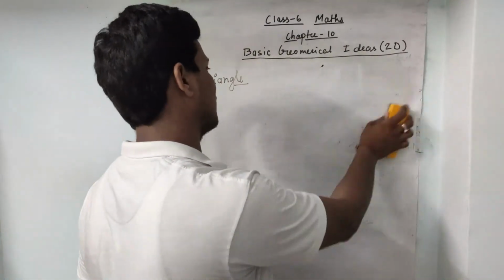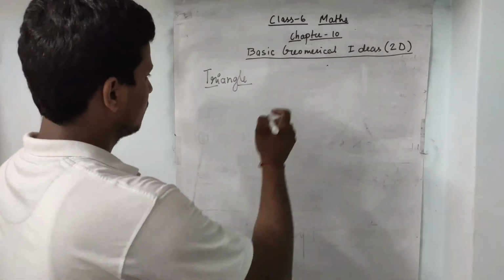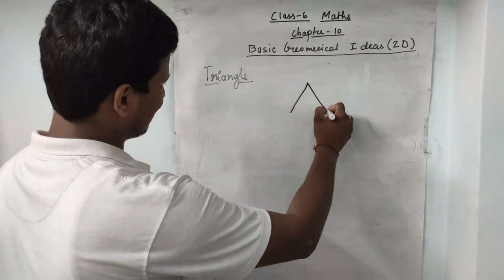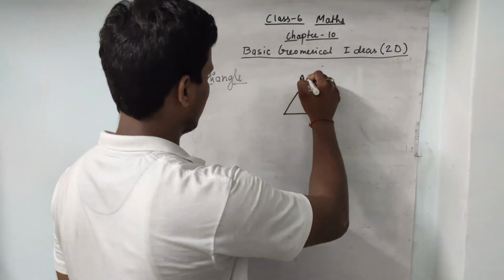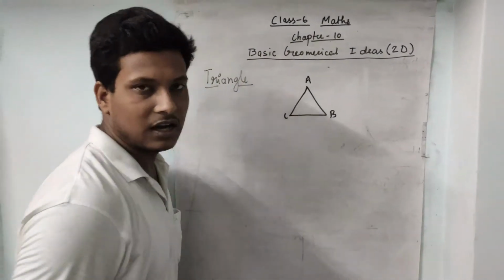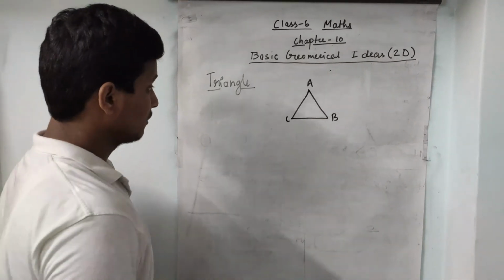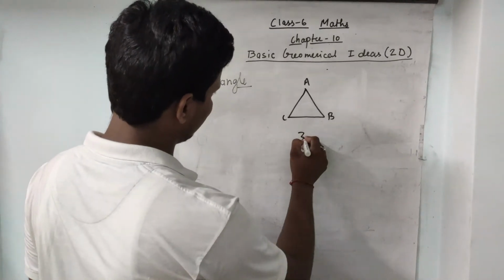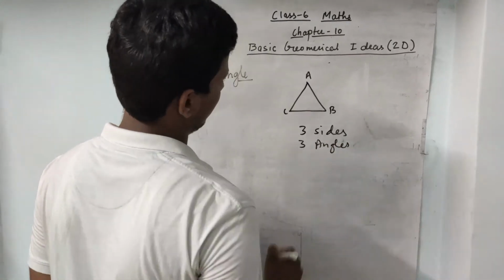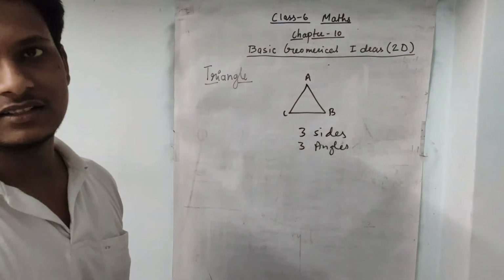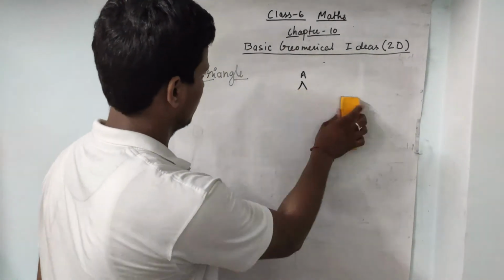Now the next part is the triangle. A triangle is a simple closed figure with three line segments. Okay, so this is a triangle ABC. A triangle is a simple closed figure with three line segments. Now the properties of a triangle: it has three sides and three angles. These are the properties of the triangle.